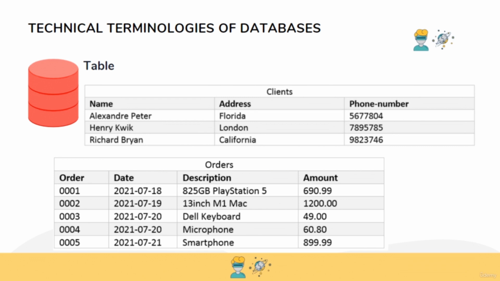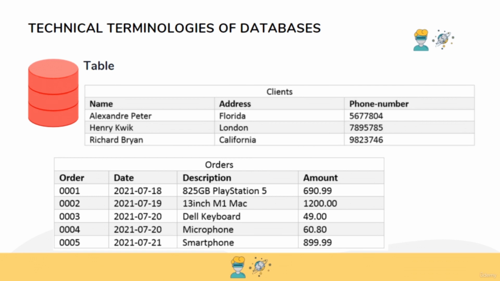I have here in front of me two tables. One is related to the clients and the other is related to the orders. In the clients table, how many columns do I have? 1, 2, 3 columns: the name, address, and the phone number. We have values in those columns, which are Alexandra Peter, Florida, 5677805 for the Alexandra Peter record.